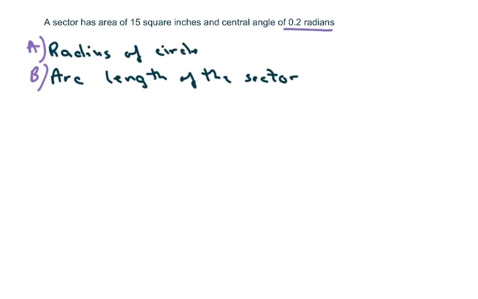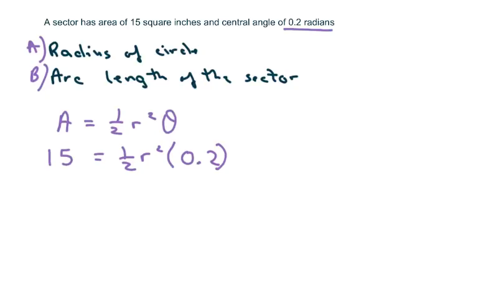The first thing we're going to do is use our area formula, since we can get our R from that. So we have our area is 15, and then we have 1/2 R squared times 0.2. Multiply both sides by 2 and divide by 0.2, and you get 150 equals R squared.